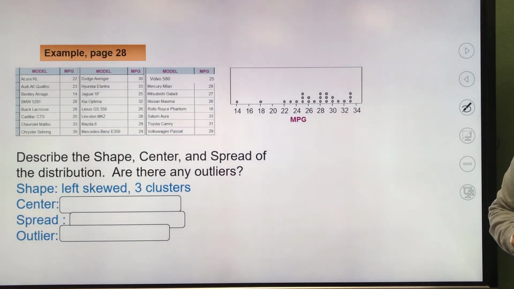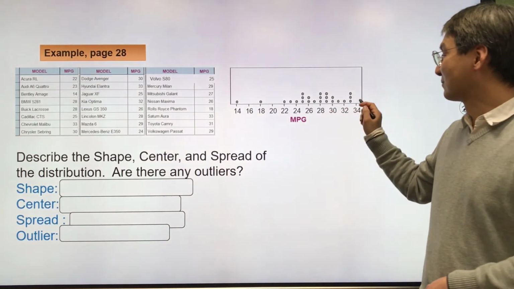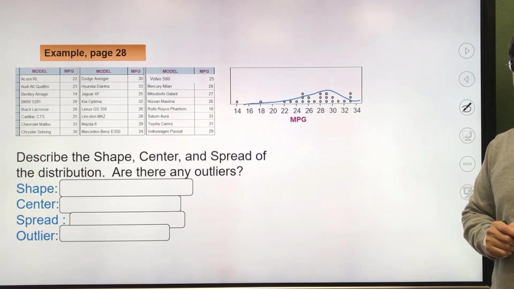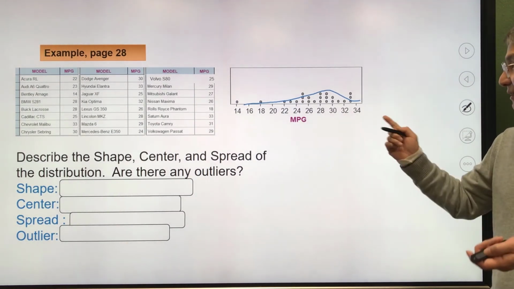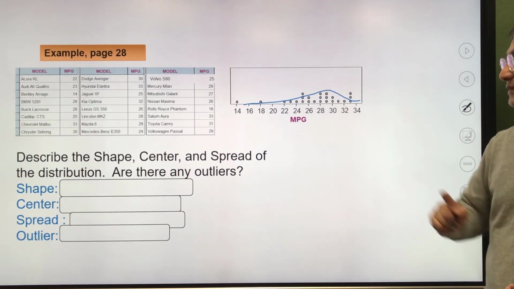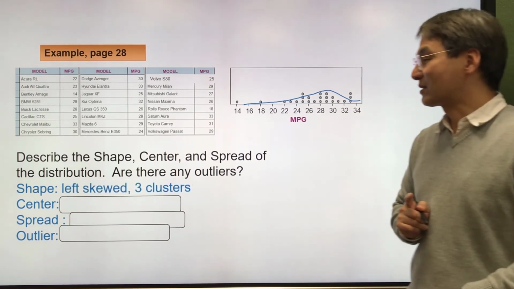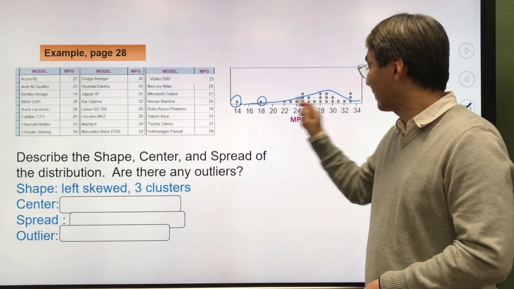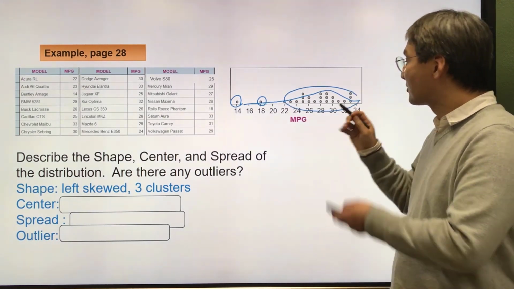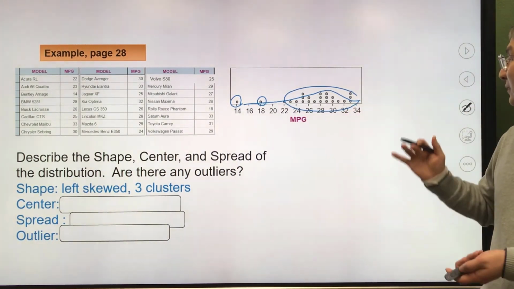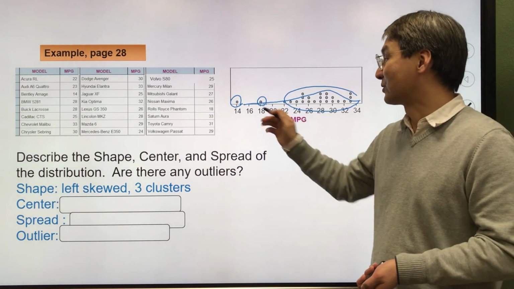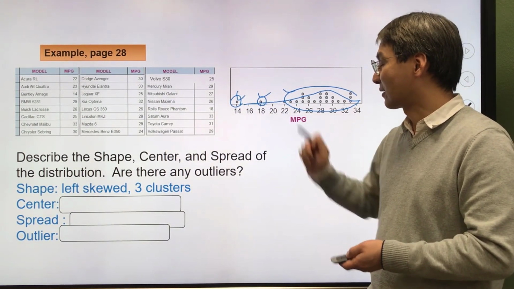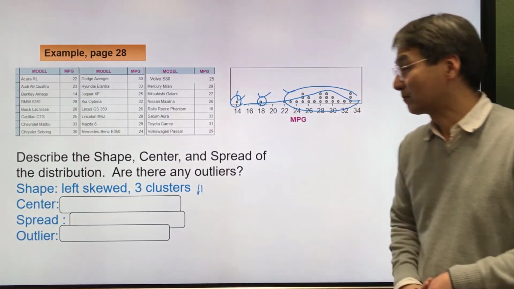So SOCS. At first, shape. Is it symmetric or is it skewed? It looks skewed to the left, so say left skewed. And it's good to add clusters. There are 3 groups of data points in this distribution. They are not connected; they are separate. There are 3 groups, so 3 clusters.